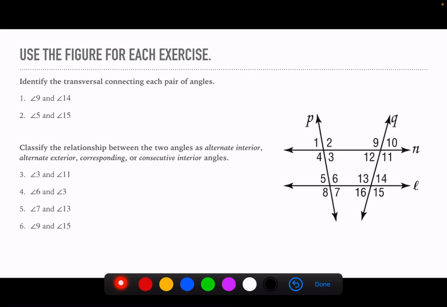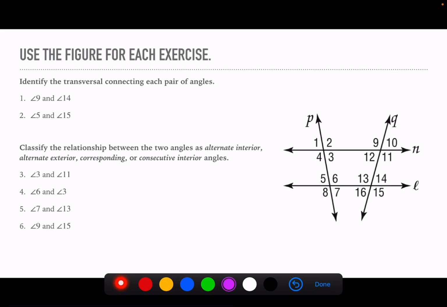So, as I mentioned before, you can have multiple transversals. They don't have to be going up and down. Line N is a transversal to P and Q. Line L is also a transversal to P and Q. But P is a transversal to N and L, and Q is a transversal to N and L. Now we want to identify the transversal connecting each pair of angles. So let's do that. Okay?